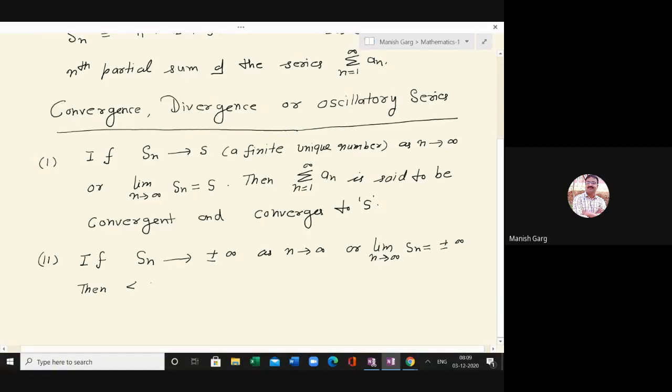Then this a_n, sorry, this is not a sequence, be careful, we are talking about the series a_n. It is divergent and diverges to plus or minus infinity, whichever it is.